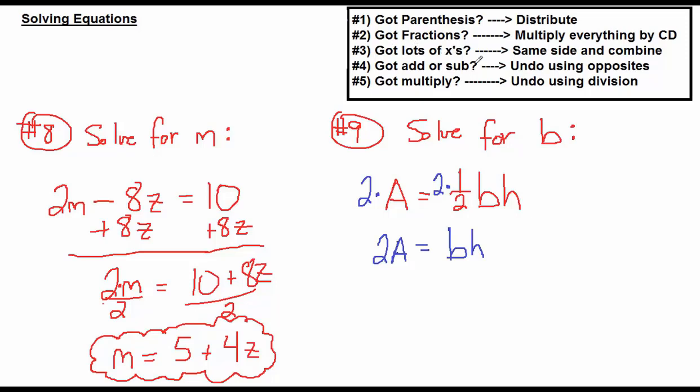Do we got lots of, we're solving for b. Got lots of b's? Nope, just one b. Got addition or subtraction? Nope, don't see any. Got multiplication? Yeah, I've got this times by h. So to get rid of times by h, we're going to divide by h to both sides. And so that's going to be my answer. 2a over h equals, notice the h's cancel out, and b is now by itself. We freed the b.